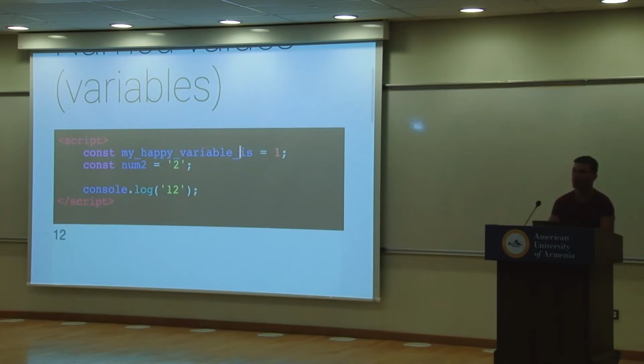Another way, which is more common in the JavaScript world, is called camel casing. Camel casing, just imagine a camel with the humps, is where the first letter of each word starts with a capital. Happy variable is. This is called camel casing, okay? Fair?